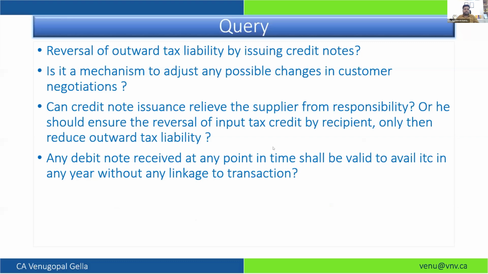So the next query is reversal of outward tax liability by issuing credit notes. Whether the taxpayer can reduce the liability by issuing the credit notes.